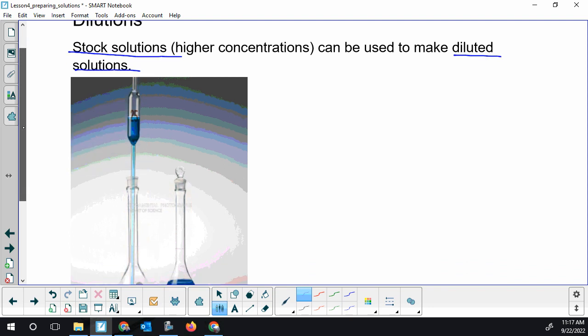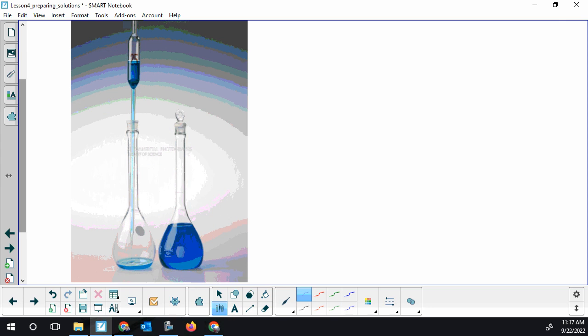So I've got a graphic here. The dark bottle is the stock. That would have more solute in it. It's the higher concentration, so the color would be brighter. So this is our stock. This is where it's going. This is our diluted. It's just not diluted yet because it hasn't been filled up.